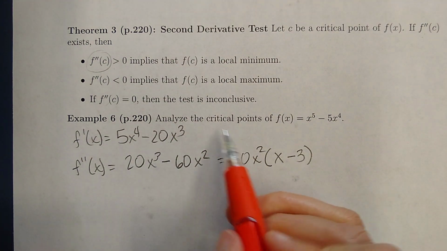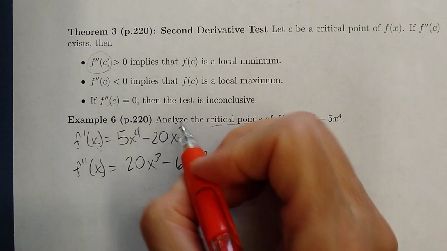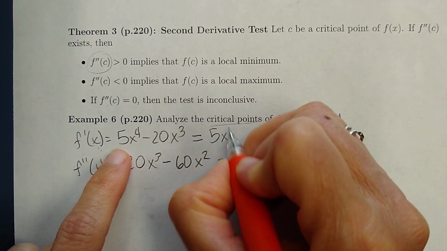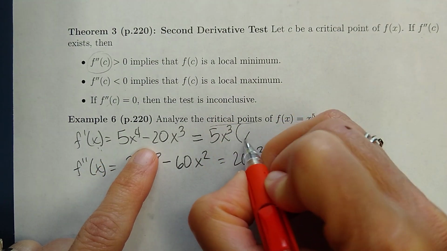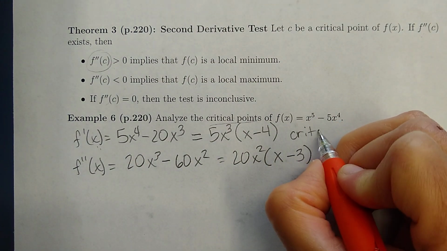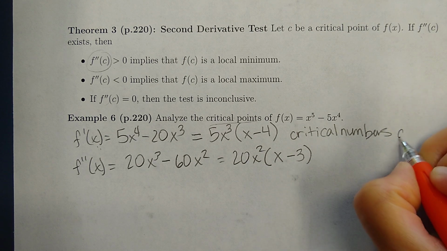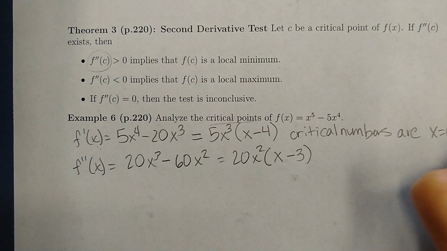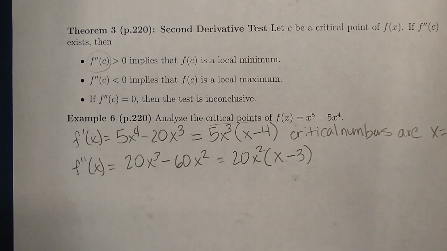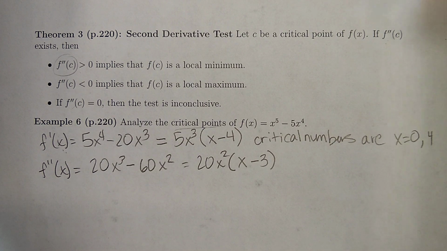So we need the critical points. And how do I get critical points? Those are the zeros of the first derivative. I'd like that one to be factored as well, so let's factor out a 5x cubed. I get x minus 4. The critical numbers are x equals 0 and x equals 4. Okay, let me scoot that over a bit so you can see all of that.